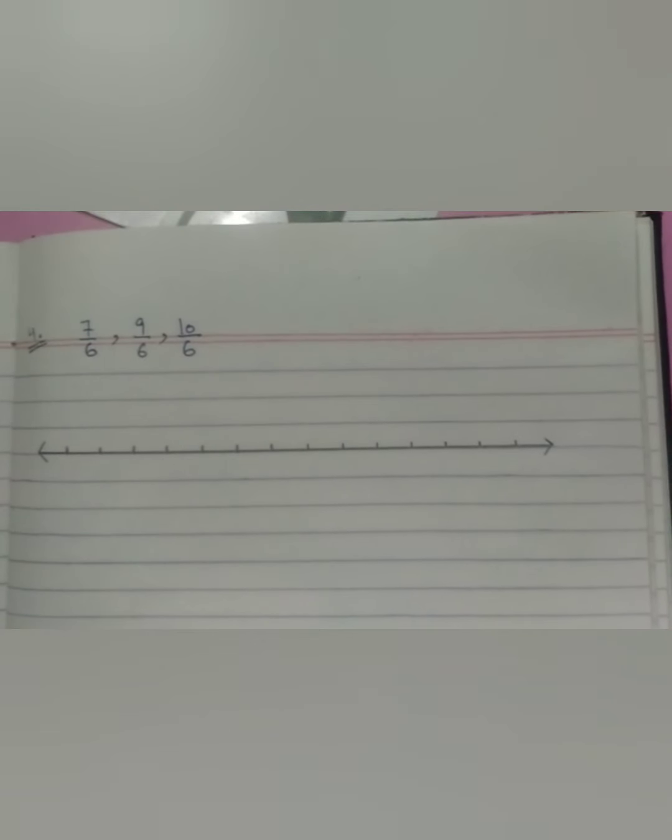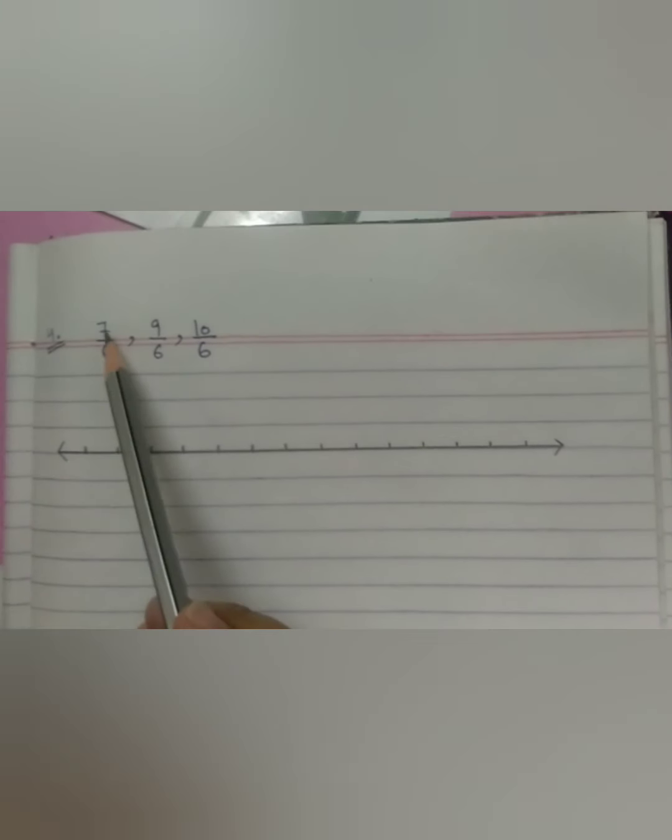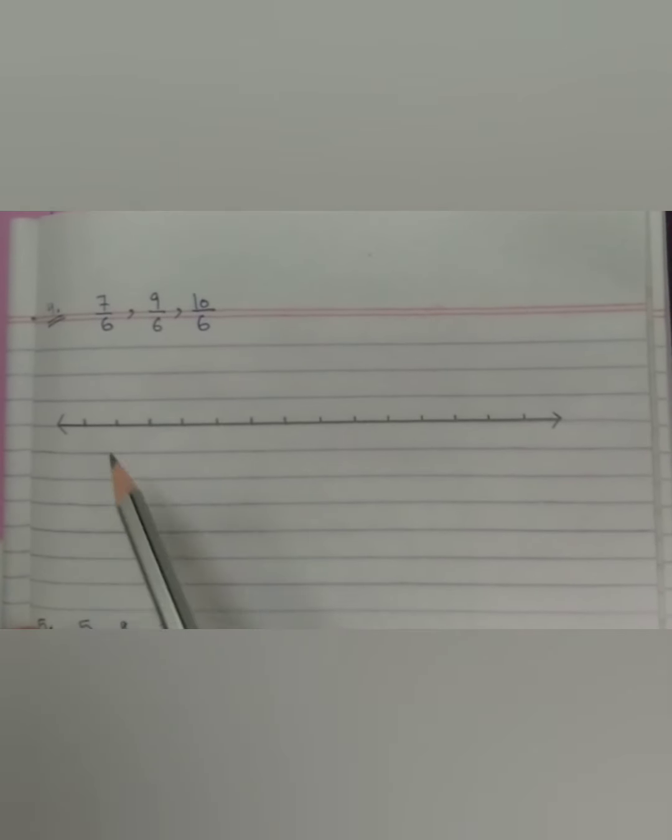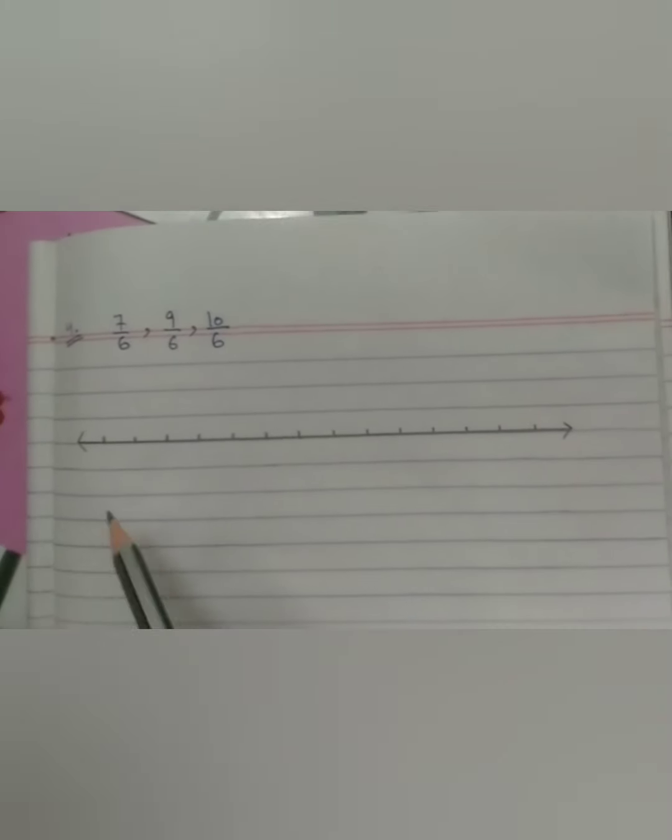So let's see the next example. Now we have to again represent 7 by 6, 9 by 6 and 10 by 6 on the number line. So again I have drawn a line with arrows on both sides.